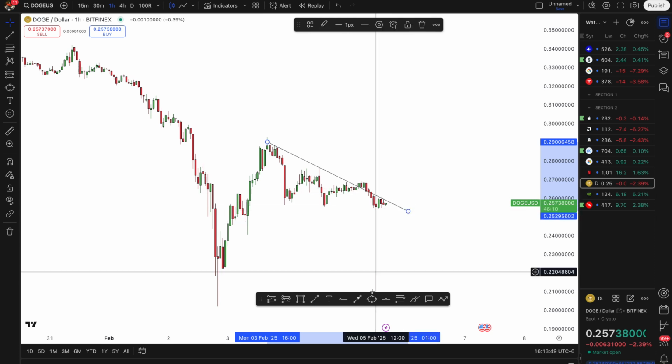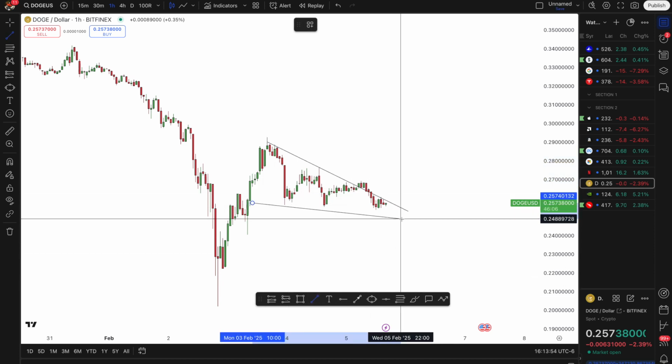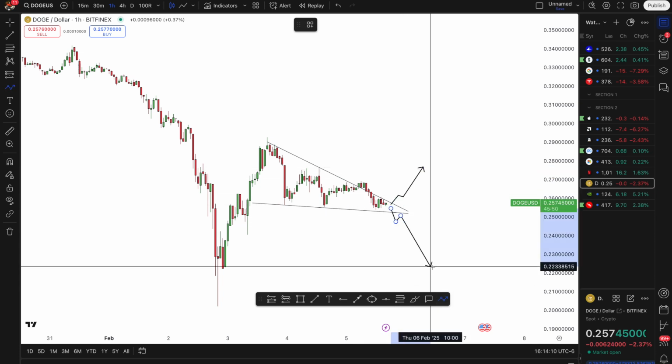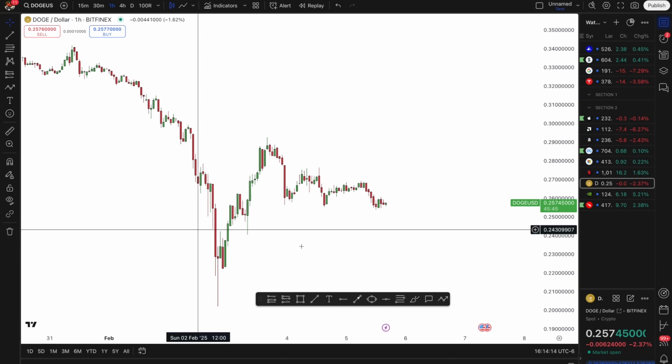All right, so a quick little quiz right here. Who can tell me what kind of pattern this is? Drop it down in the comments below. What kind of pattern is this, and do you think it'll go up or do you think it'll go down?